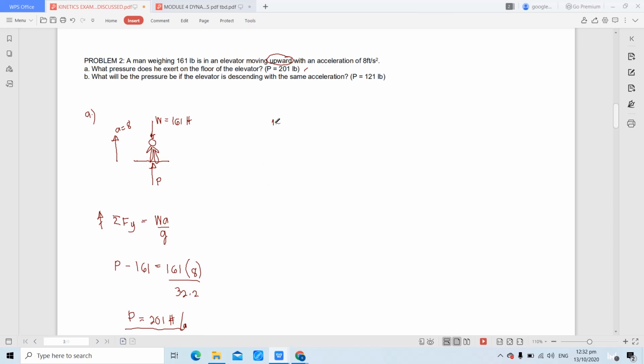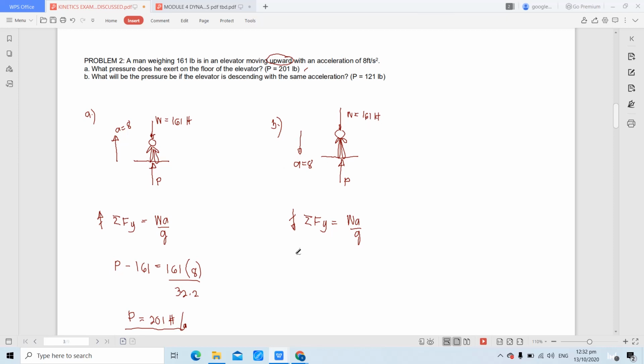Letter B. What will happen to the pressure value if the elevator is going downward? So, our free body diagram is still the same. The weight of the man is still 161 pounds. We have pressure there, which is perpendicular to the surface of the floor. Now, the motion of the elevator is going downward, and that is still 8 feet per second squared. So, if we consider the summation of forces along the vertical axis equivalent to reverse effective force, our downward forces are now positive, according to the direction of the motion.